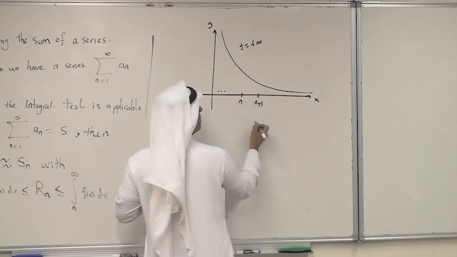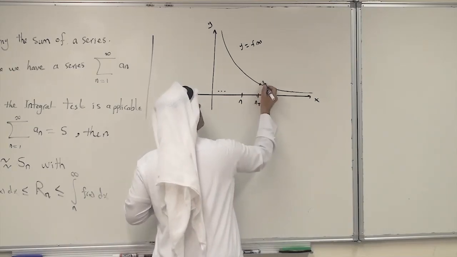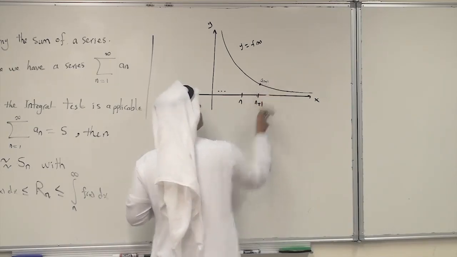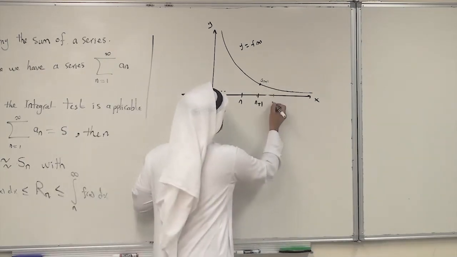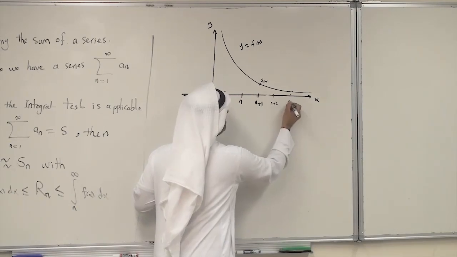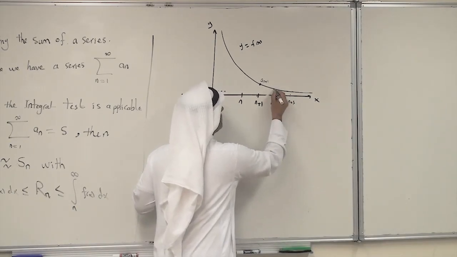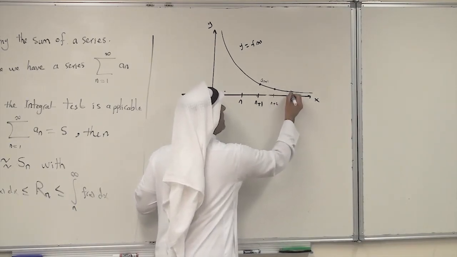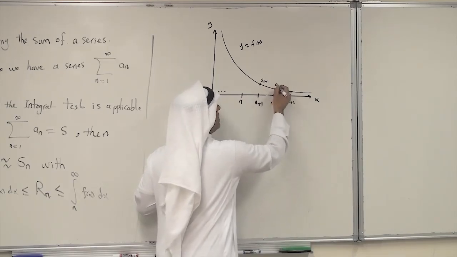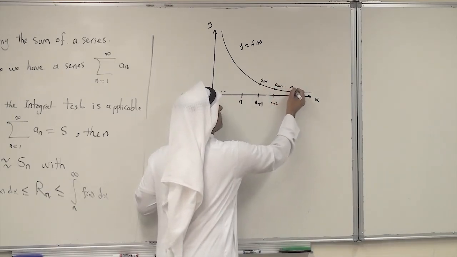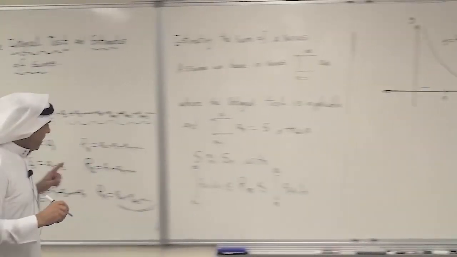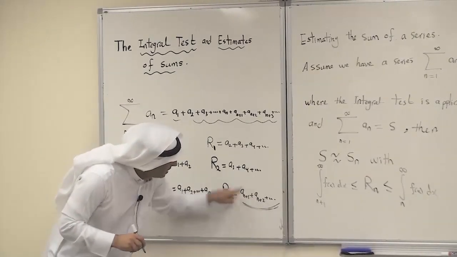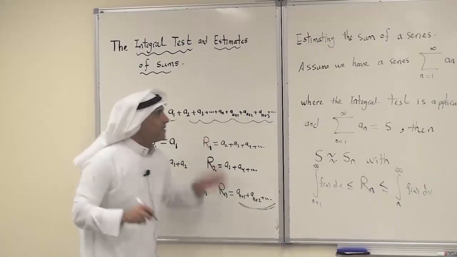So this will be n plus 1. What is the image here? The image here is A(n+1). Then this is n plus 2, n plus 3, etc. So this point is n plus 2, and this point is n plus 3, with images A(n+2) and A(n+3). Fine. I repeat, we are interested in these values here: A(n+1), A(n+2), A(n+3), etc.